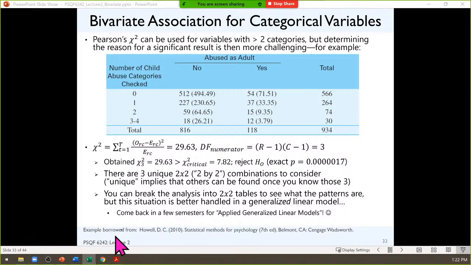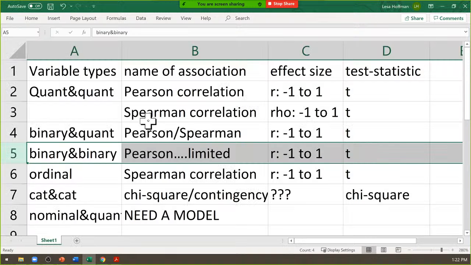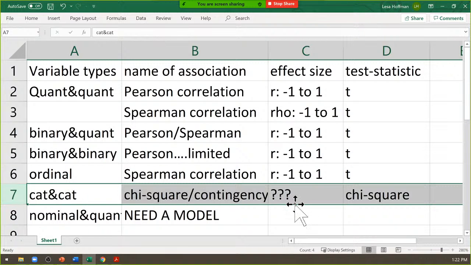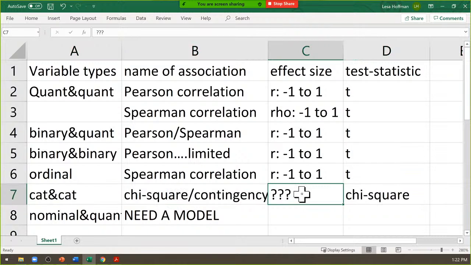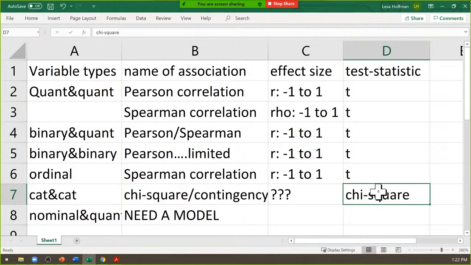So if we go back to my table here, we go, cat and cat. We haven't filled in this cell yet. If I have some combination of a categorical variable with another categorical variable, nominal with ordinal, nominal with binary, ordinal with nominal, etc., I can compute a chi-square test statistic, and that can tell me whether or not I have an association.